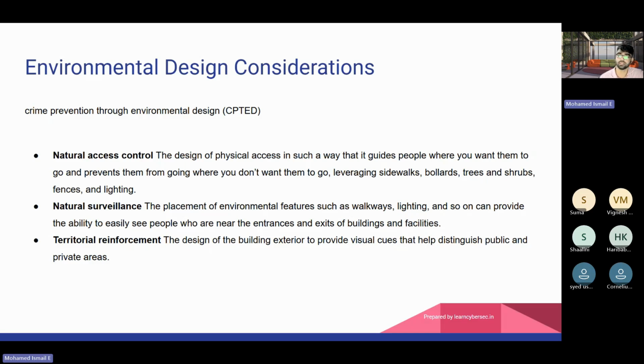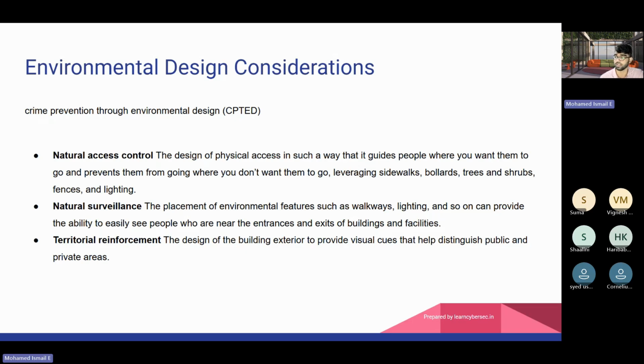Natural surveillance talks about walkways and lighting that give people the ability to easily see who is near the entrance and exit of the building of your facilities. Again, natural surveillance is nothing but proper lighting, so that people can see each other. CCTV cameras can take the footage for surveillance. So enough light will give clear clarity to people. They won't get confused in the dark.